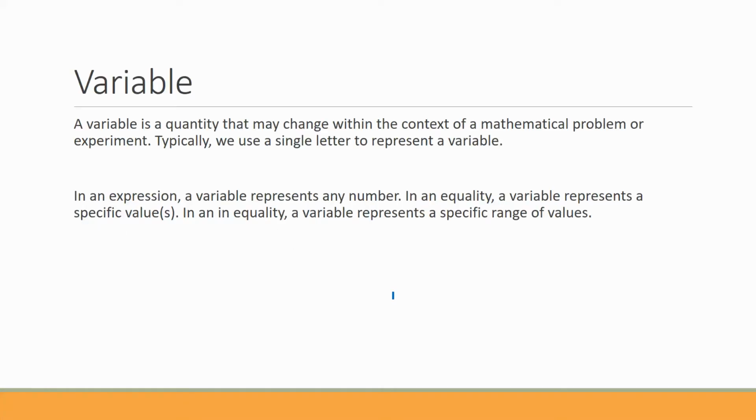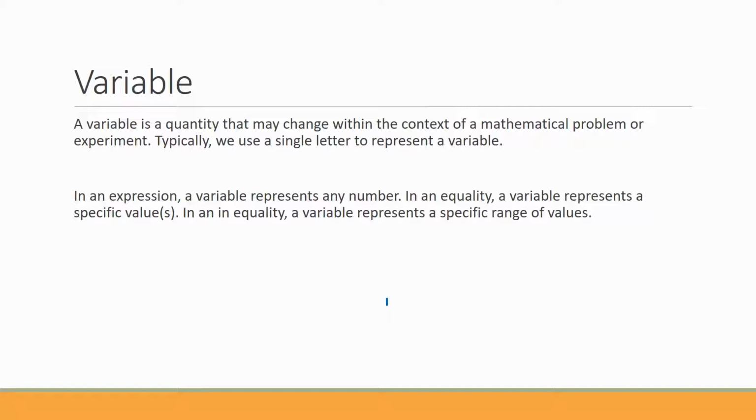Today we're going to talk about expressions. First, we have to start with a variable. A variable is a quantity that may change within the context of a mathematical problem or experiment. Typically, we use a single letter to represent a variable, although some letters are saved for non-variable use. I'll talk about those in a second.